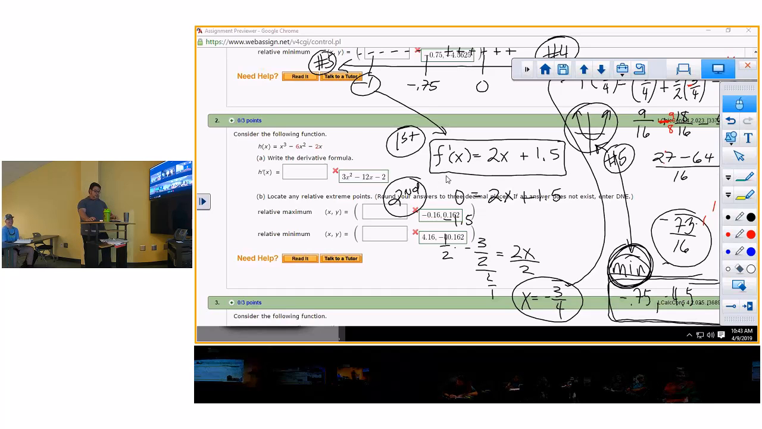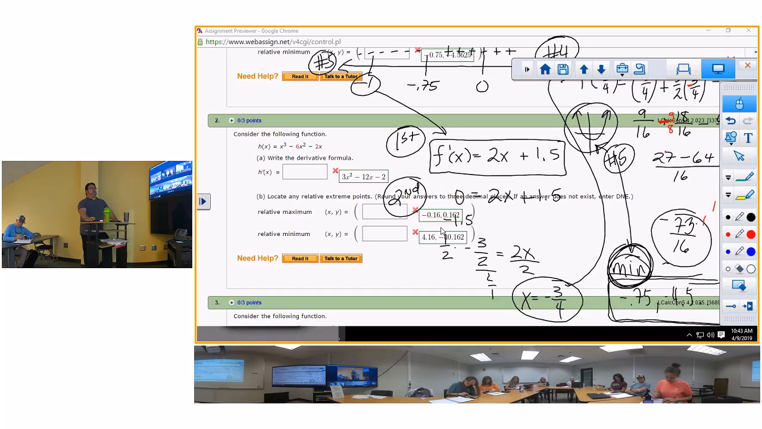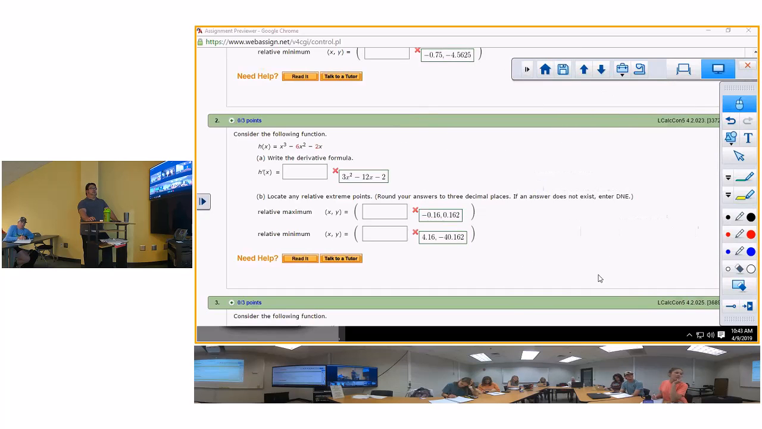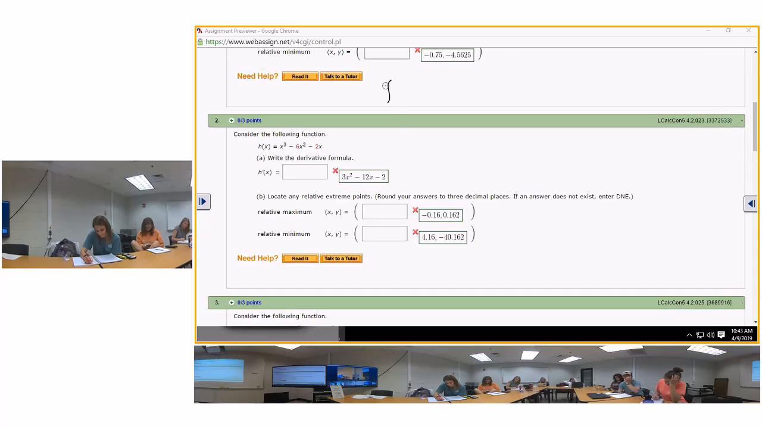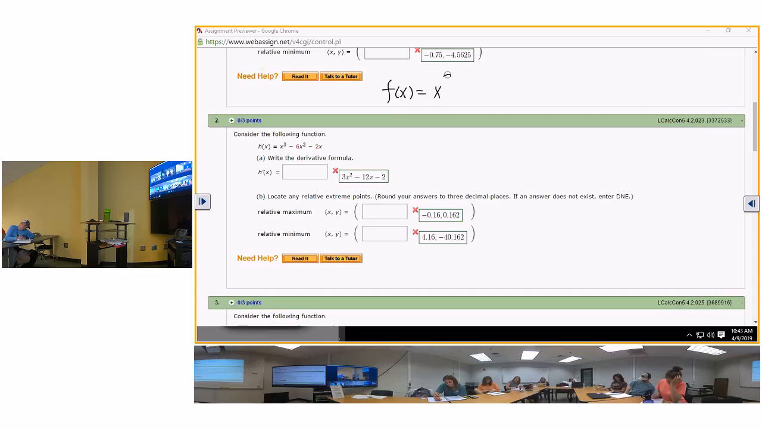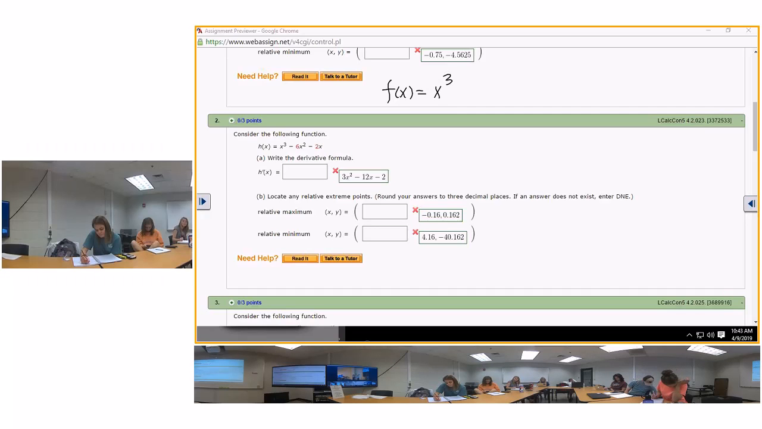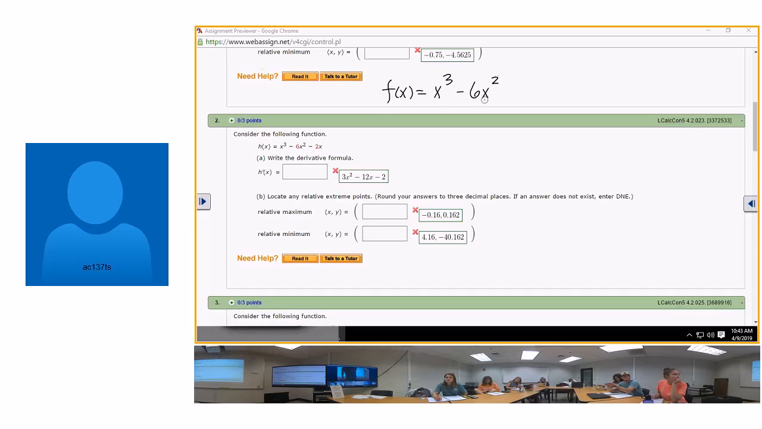Do this problem and don't ask questions. Number 2. Let's see what time it is before y'all start convulsing. Okay, we're good. Go ahead and do number 2. I'll do 2 problems of your homework. X cubed minus 6x squared minus 2x.